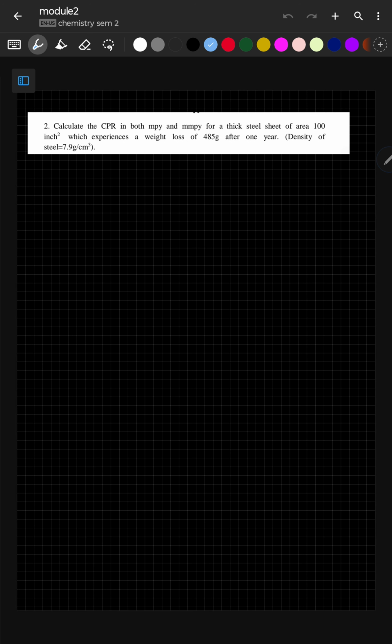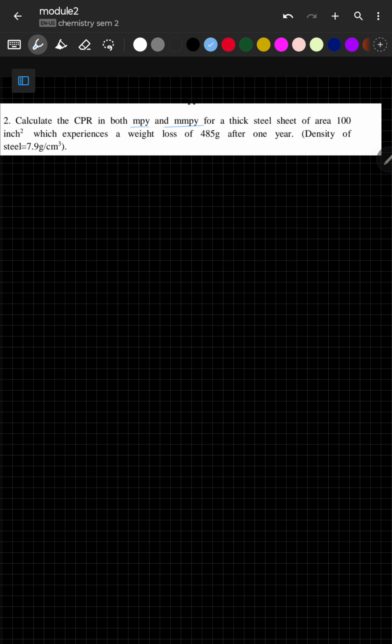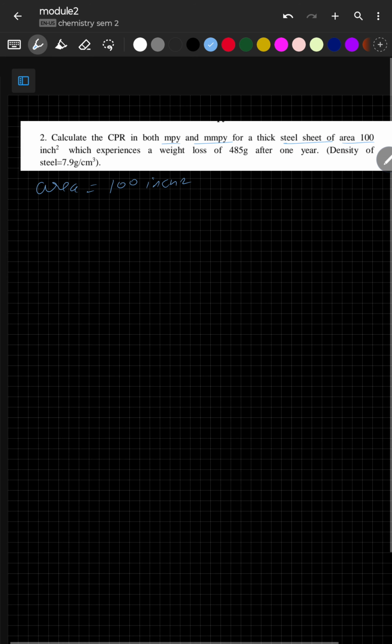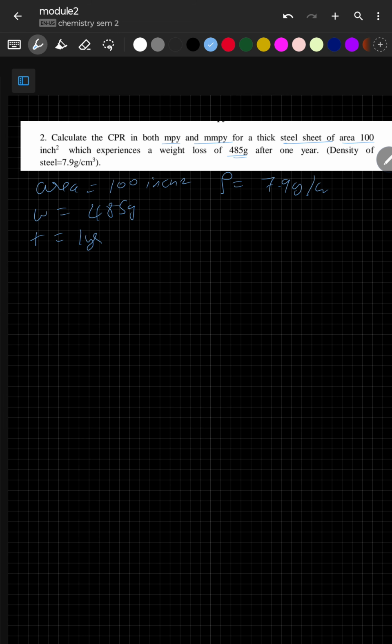Okay. So calculate the CPR in both MPY and MMPY for a thick steel of area 100 inch square, weight loss of 485 gram, and time is 1 year. Density they have given us is 7.9 gram per centimeter cube. So let's write what is given, MPY, MMPY.